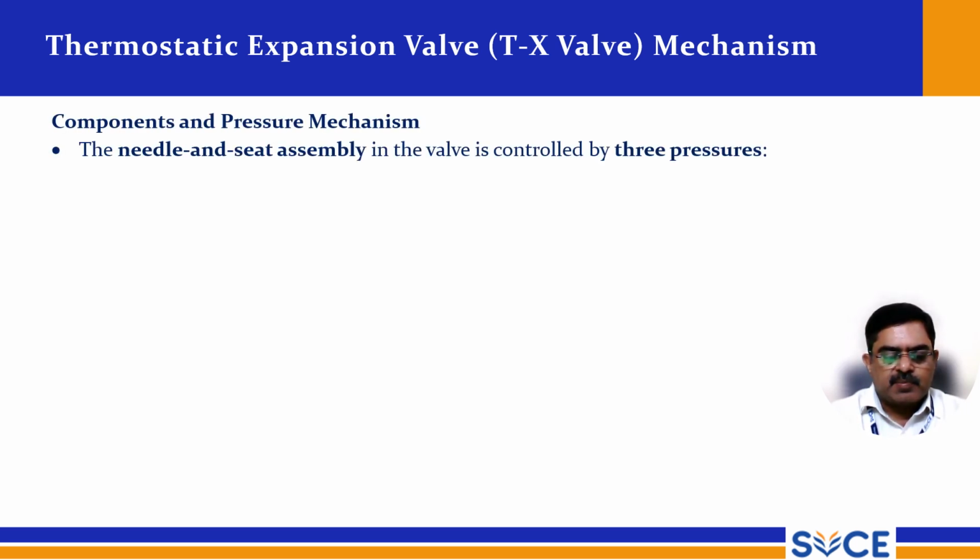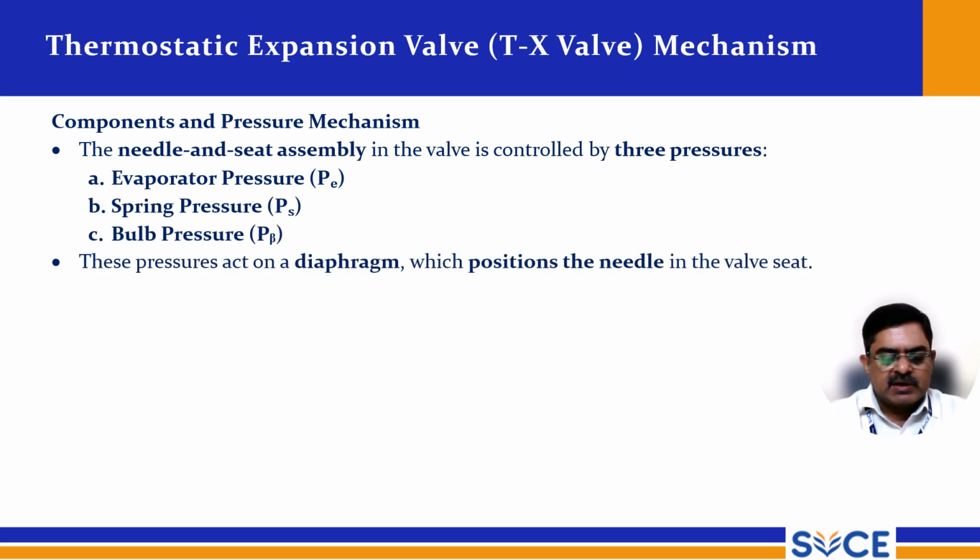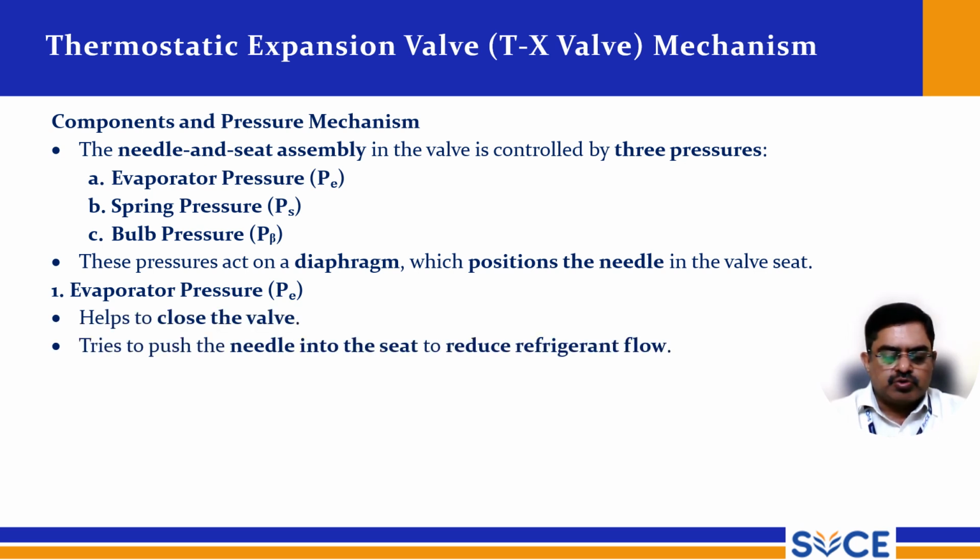Components and the pressure mechanism: the needle and seat assembly in the valve is controlled by three pressures: evaporator pressure PE, spring pressure PS, and bulb pressure PB, and these pressures act on the diaphragm, which positions the needle in the valve seat. Evaporator pressure helps to close the valve; it tries to push the needle into the seat to reduce refrigerant flow, so it controls the refrigerant flow.